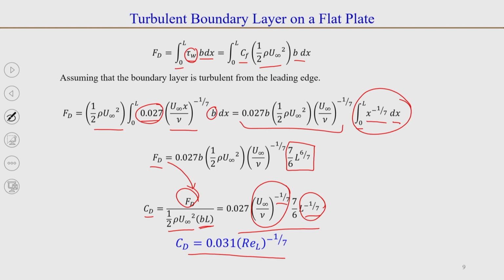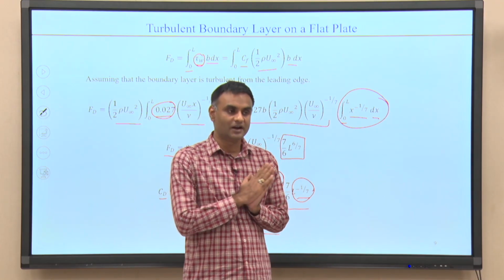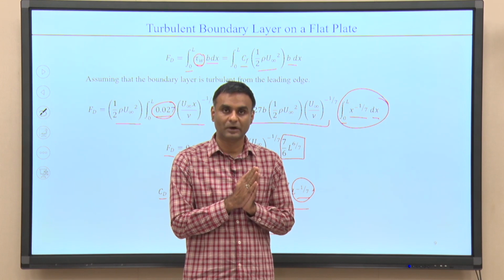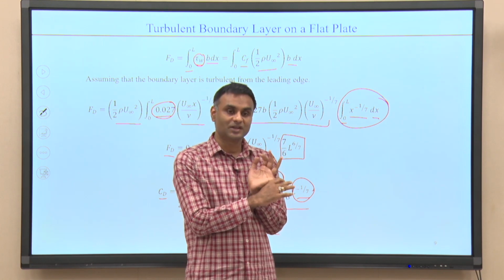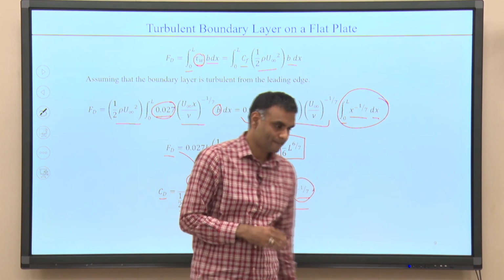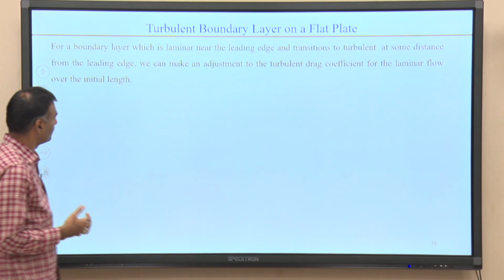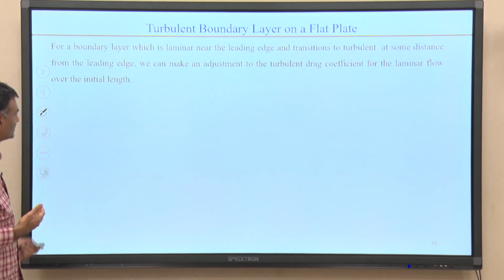So, all that analysis has given us how we can calculate the drag force in a turbulent boundary layer, with an assumption that the turbulent boundary layer starts from the leading edge of the plate in the calculation of delta as well as in the calculation of CF.